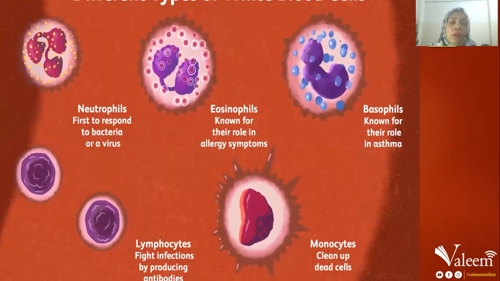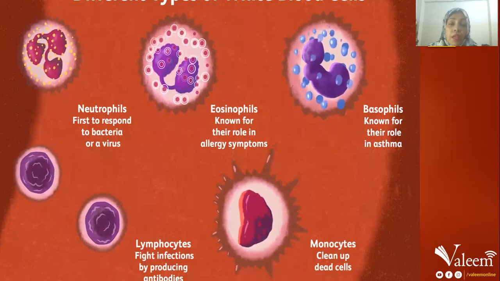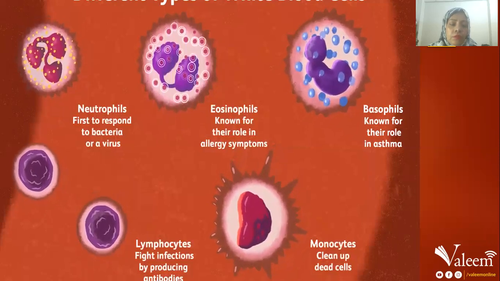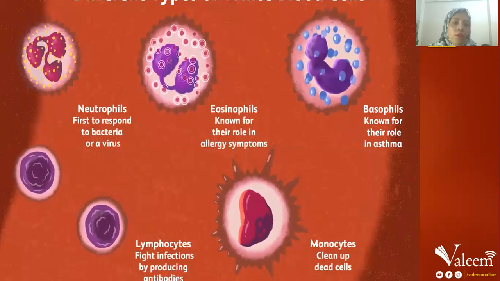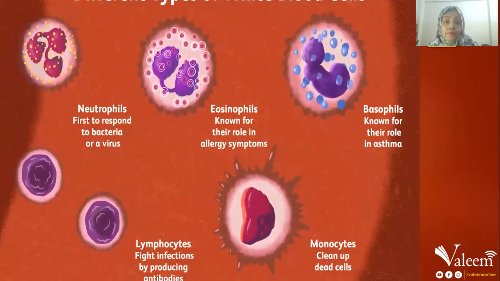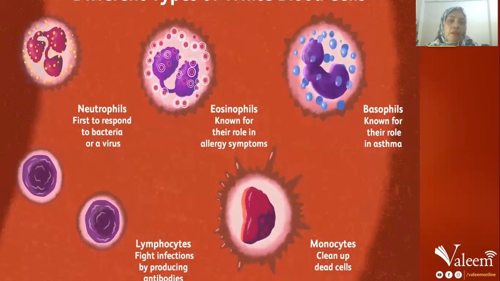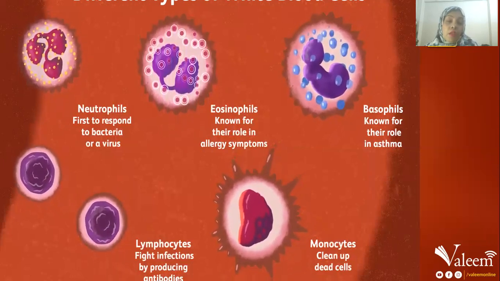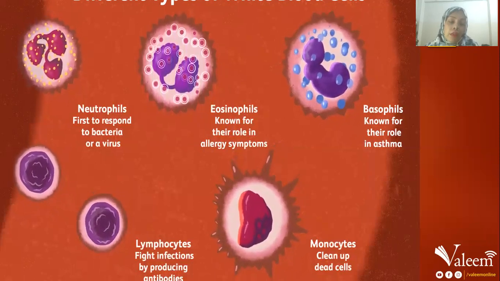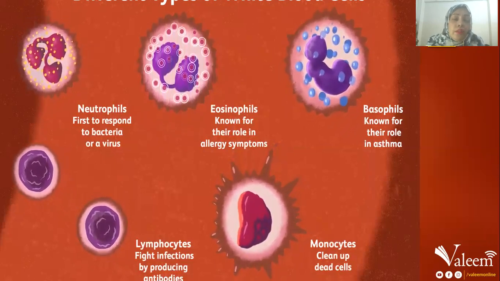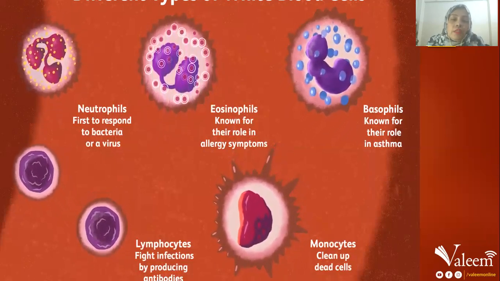Come to the next cell, the eosinophil. The eosinophil is also known for working against allergic symptoms. Whenever you have any kind of allergy, like some people have an allergy to dust, some to perfume, different people have different allergic problems. Whenever an allergy occurs in our body, eosinophils increase in number in order to minimize the allergic reaction. During the allergic reaction, these eosinophils are active and work against that allergy.